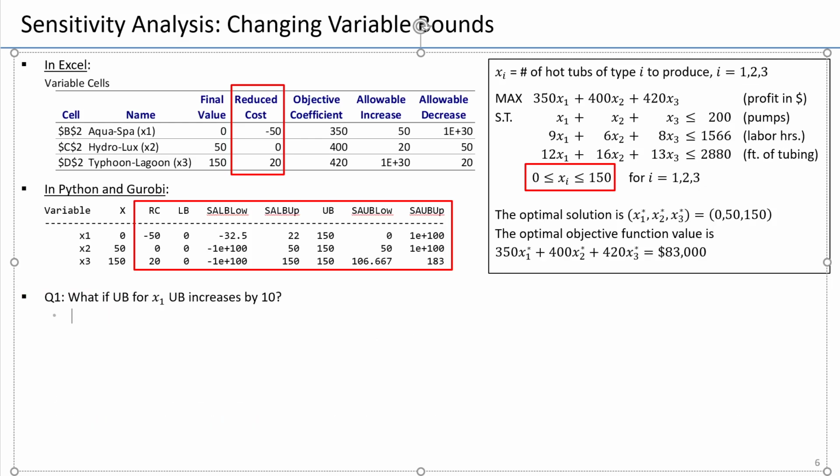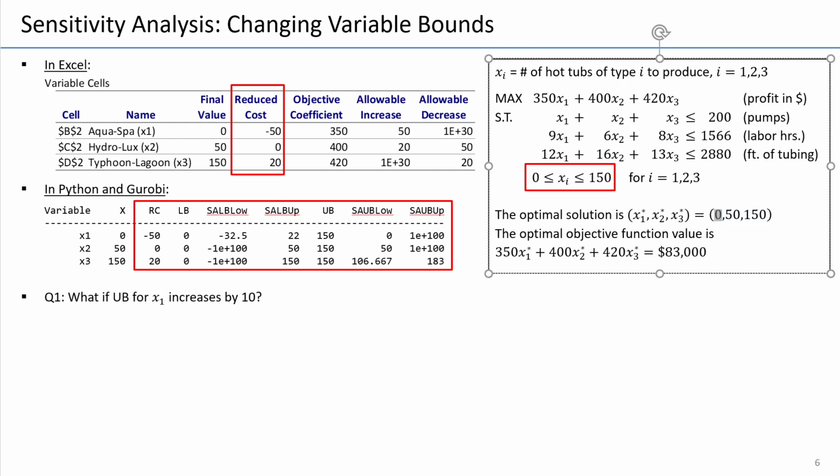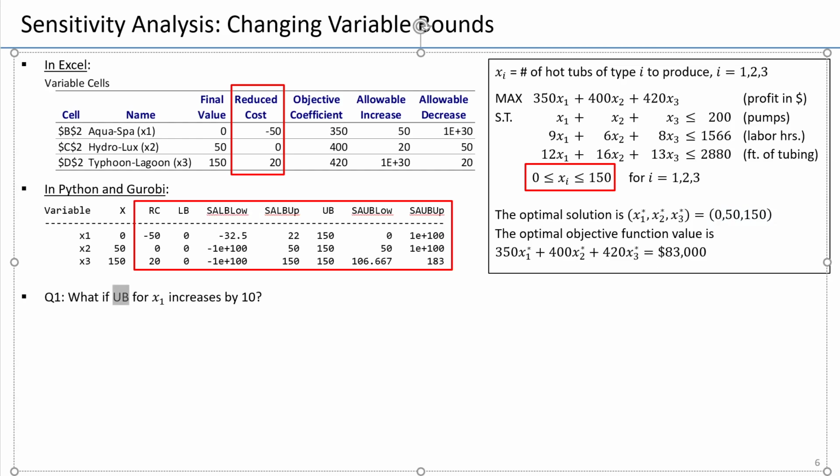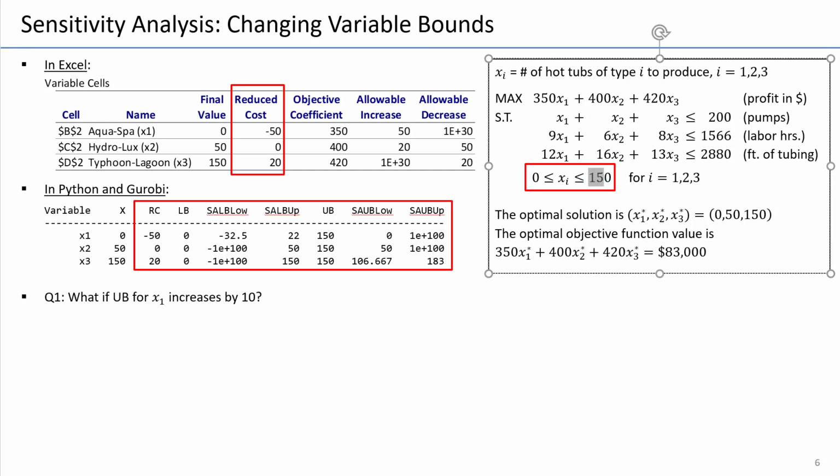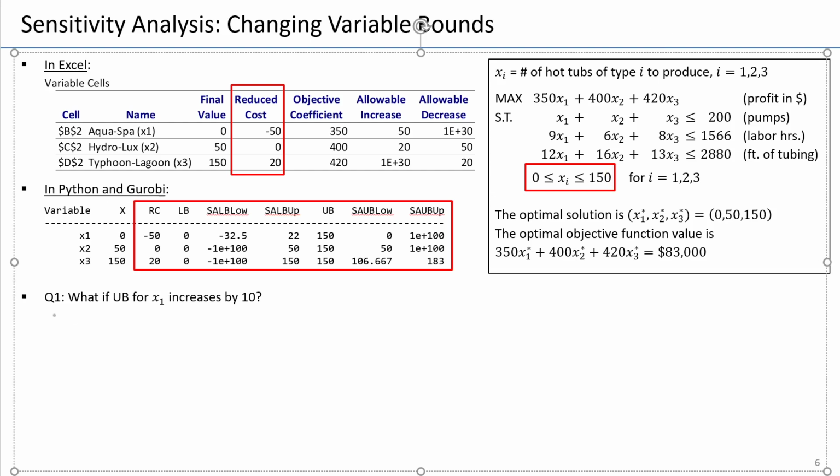So the first example is, what if the upper bound for x1 increases by 10? The first thing to notice is that x1 is equal to 0 in the optimal solution. So it is not equal to the upper bound, and we're changing the upper bound. The upper bound is 150 for the first variable. So we're changing an upper bound, but this is not a binding constraint. Therefore, what can we say?